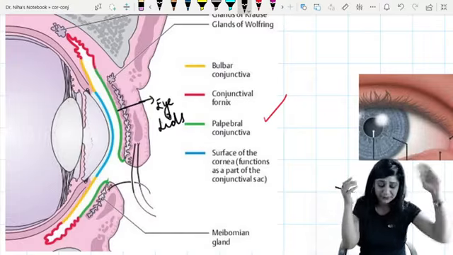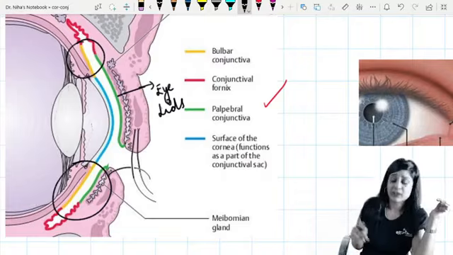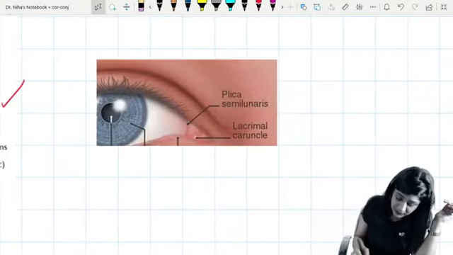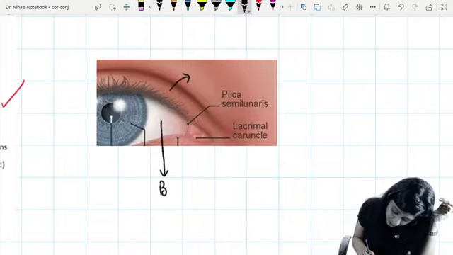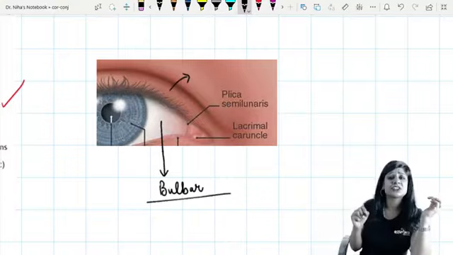Then second is your bulbar conjunctiva. See, this yellow one is your bulbar conjunctiva. The one which is present beneath the eyelids is the palpebral conjunctiva, and this one which you can see from the front, this white one, is your bulbar conjunctiva. That is the difference between the palpebral and the bulbar conjunctiva, and the one which is joining the two is your conjunctival fornix.